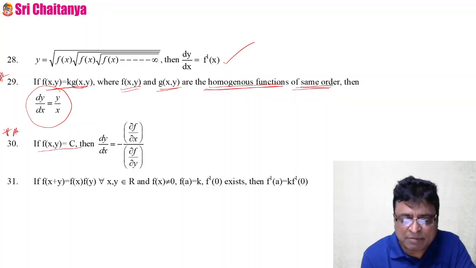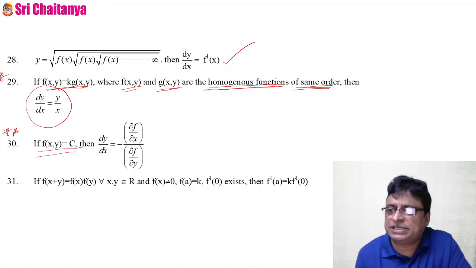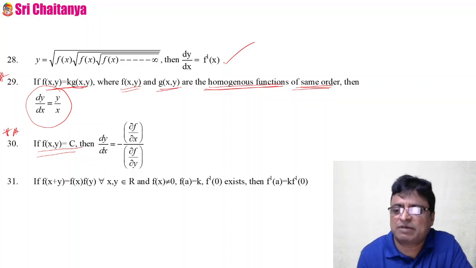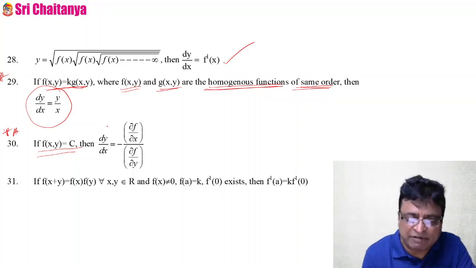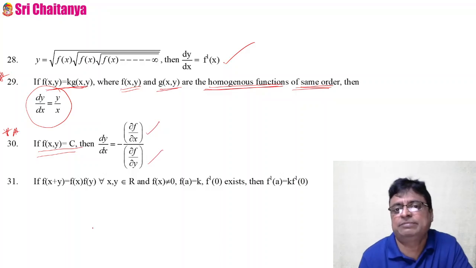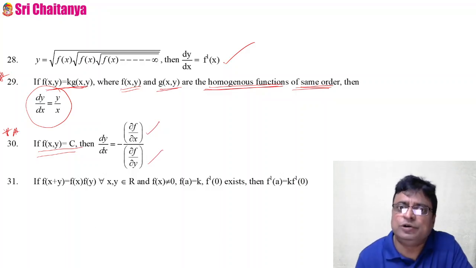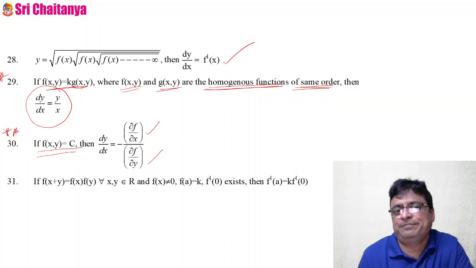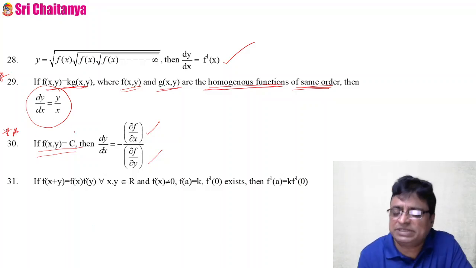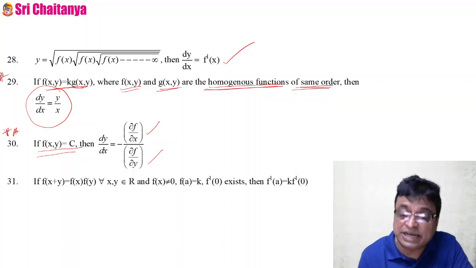If f of x comma y equal to c, that means if a function is given in x and y, which is equal to constant, then dy by dx equal to minus of partial derivative with respect to x by partial derivative with respect to y. That means minus dou f by dou x by dou f by dou y. That means if f is a function in x and y, then dy by dx equal to minus of partial derivative with respect to x by partial derivative with respect to y.